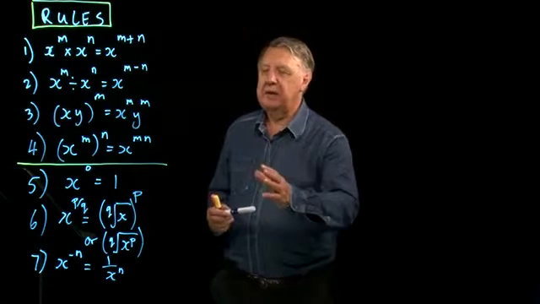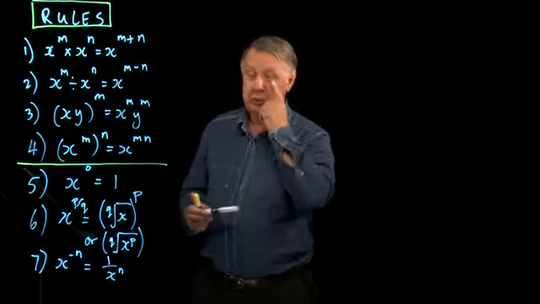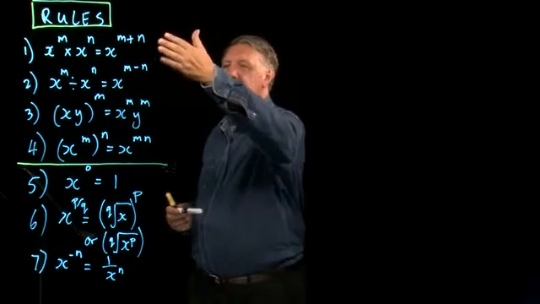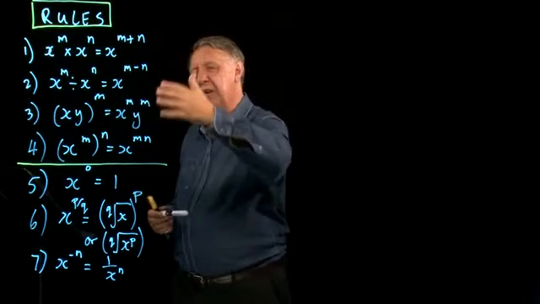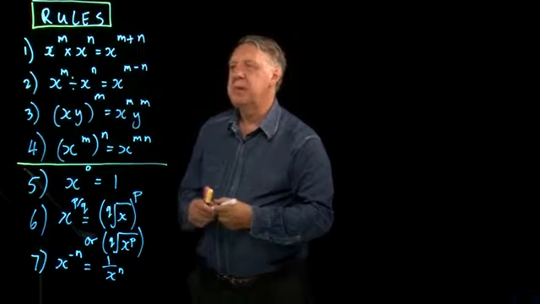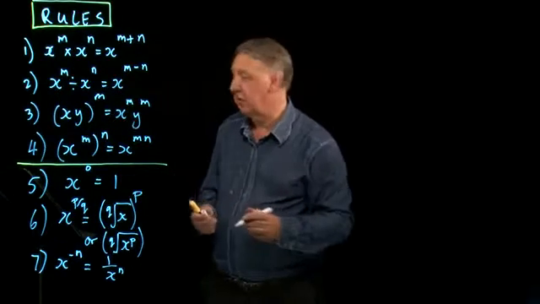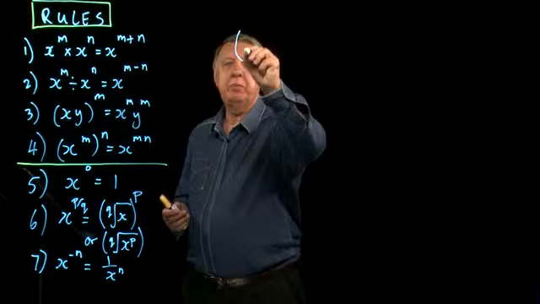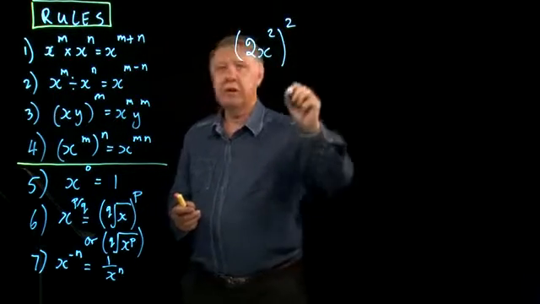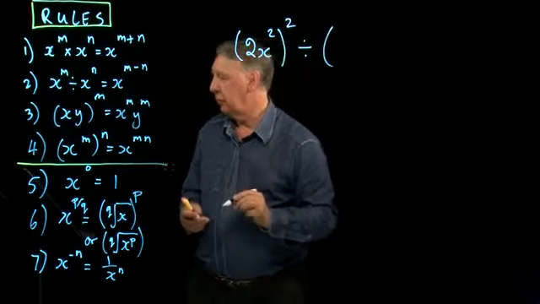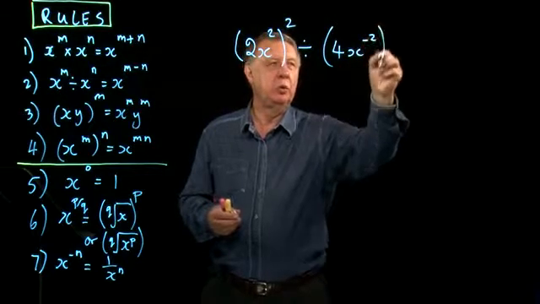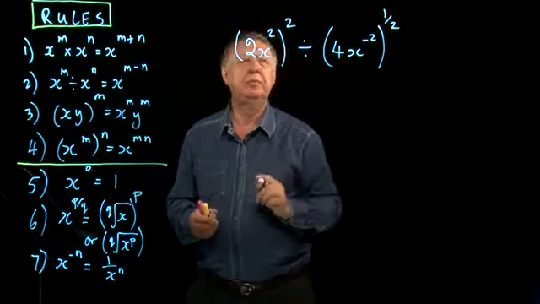So let's go back to the rules again and look at what are always, of course, written down as the simpler rules first. But ironically, at this stage, when you actually meet them, these tend to produce the more complicated questions. So we're going to look at simplifying (2x squared) squared divided by (4x to the negative 2) all to the power a half.